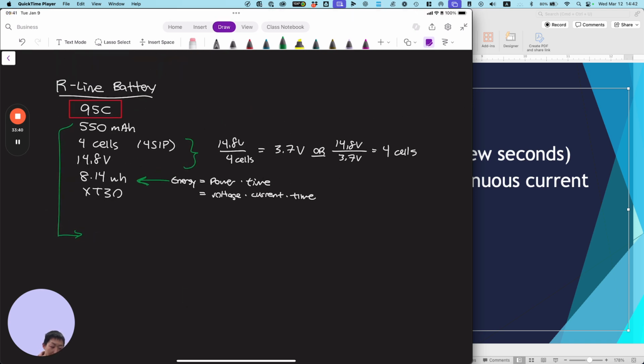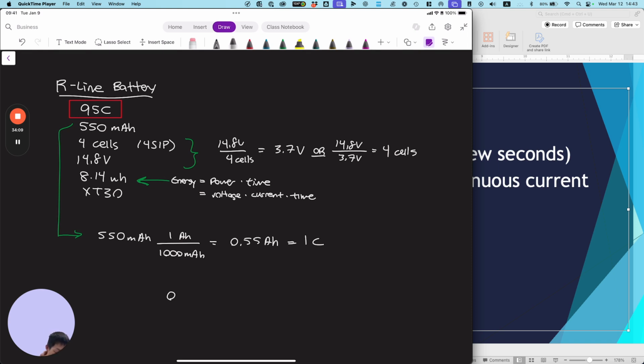Amp hours. 550 is going to be milliamp hours, so we need to convert this to amp hours. How many milliamp hours do we have in an amp hour? Yep, that's right. It's going to be 0.55 amp hours is equal to 1C. So 1C is 0.55 amp hours.